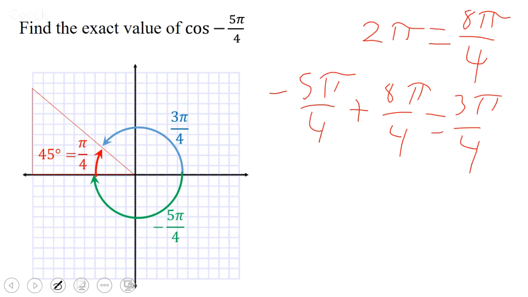Pi over 4 is actually 45 degrees. So 45-degree triangle is 1, 1, square root of 2. So let's put those values in there. But remember, my x value is negative because I'm in the second quadrant. And now I can do all 6, but I don't need to do all 6. I just need cosine. So cosine is adjacent over hypotenuse. So it's going to be negative 1 over square root of 2. I got to rationalize the denominator, so I multiply square root of 2 to the top and the bottom. So that gives me negative square root of 2 over 2.